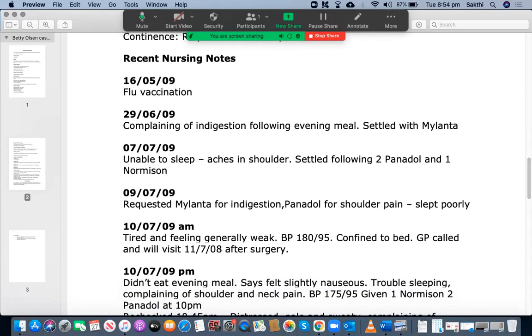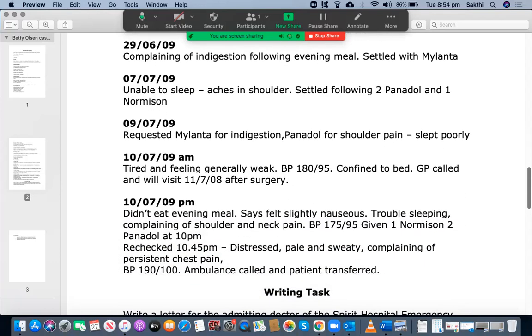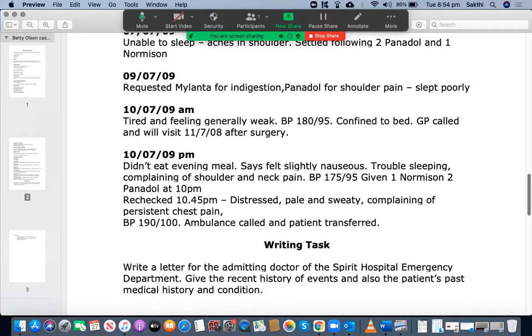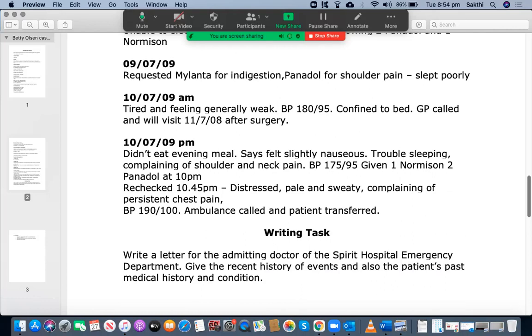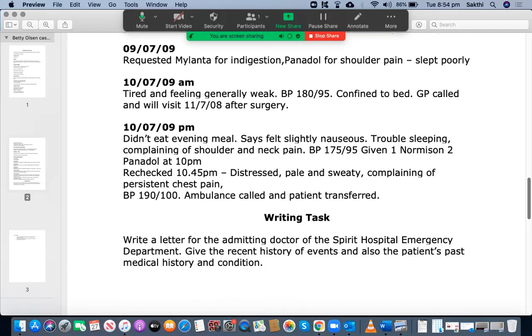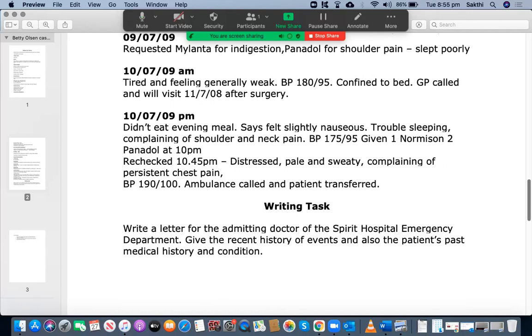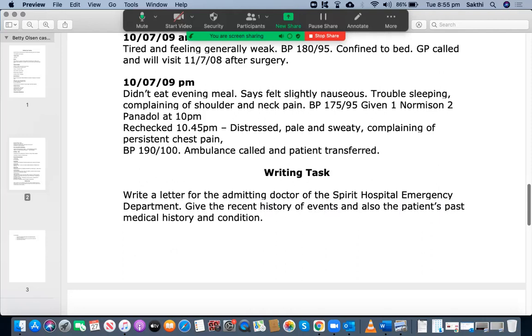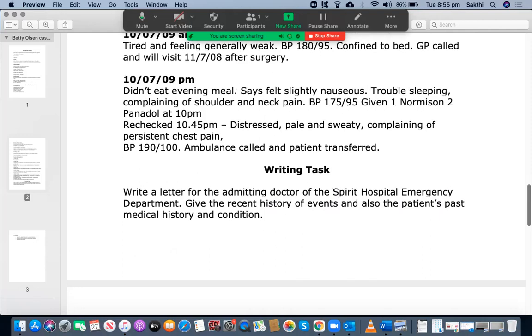Recent nursing visits and flu vaccination. That's okay. Complaining of indigestion following evening meal. Settled with the Mylanta. That's all right. Unable to sleep. Aches in shoulder. Settled following 2 Panadol and 1 Narmicin. That's okay. Requested Mylanta for indigestion, Panadol for shoulder pain. Slept poorly. Tired and feeling generally weak. BP is 180 out of 95, confined to bed. GP called and will visit after surgery. That's okay. Didn't eat any evening meal. Says felt slightly nauseous, trouble sleeping, complaining of shoulder and neck pain. Given an Armisen, rechecked. Okay, distressed, pale and sweaty, complaining of persisting chest pain. Ambulance called and patient transferred. Okay, all right.